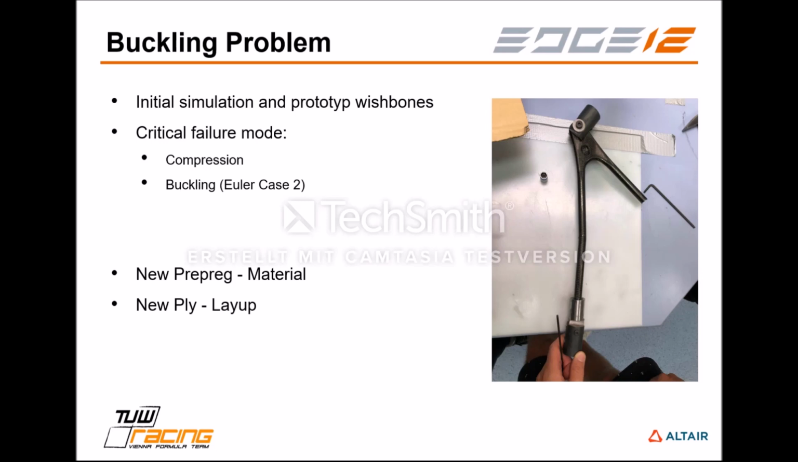Right in the development process and during the finalization of the ply layup, we had some initial simulations running and performed physical testing with prototype wishbones. During those tests, we saw that buckling is an issue, and our critical failure modes were compression and buckling. And based on those results, we decided to further develop our simulation with a new focus on those critical failure modes to be able to develop a new ply layup, and we also adapted our choice of materials.